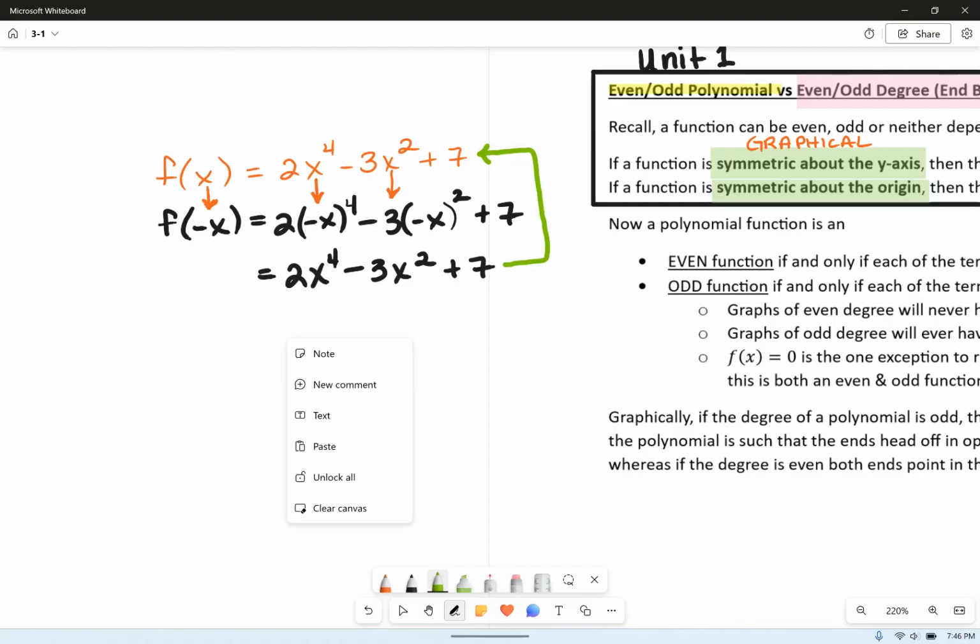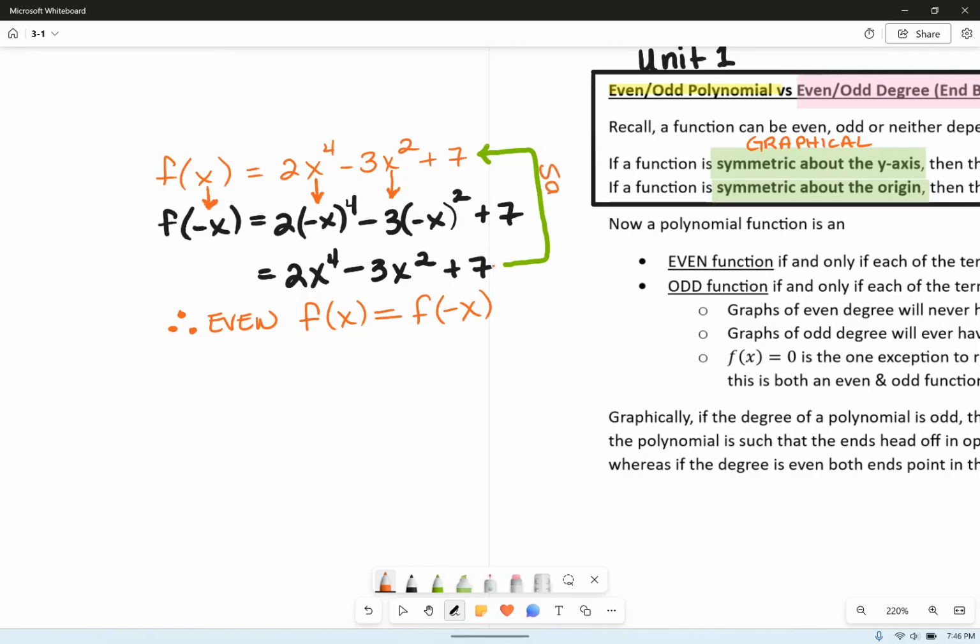So what you're going to say is, therefore, these 3 dots in math mean therefore, it is going to be even because it's the same. And the way you say it is that f of x, the given function, is the same as f of negative x. And you are done. So same has to do with even.